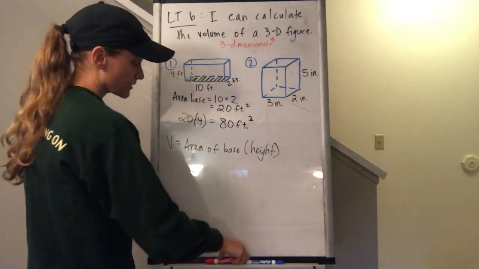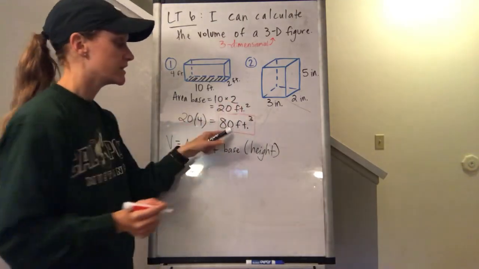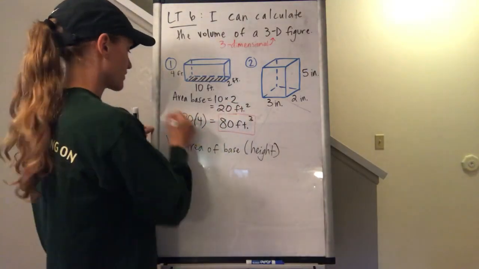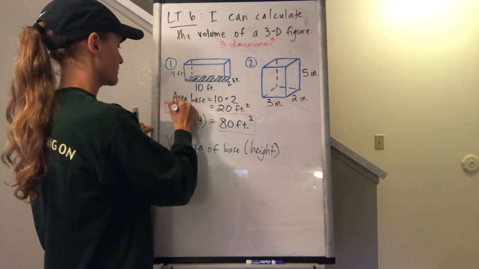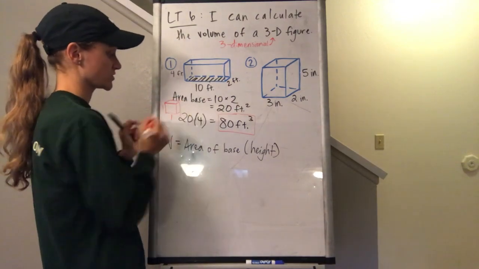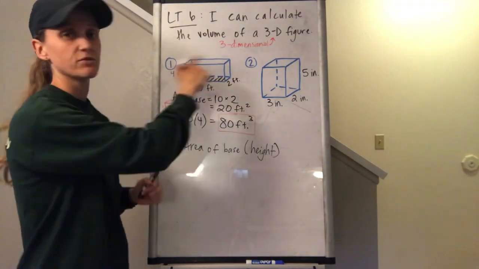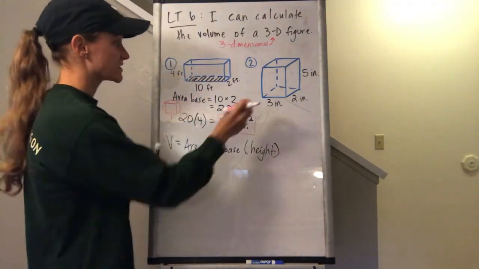And so remember, when it's feet cubed, what that means is that basically there's 80 little cubes that are 1 foot by 1 foot by 1 foot. So this is 1 foot, this is 1 foot, this is 1 foot. So there's 80 of those cubes that would fit inside of this rectangular prism. Okay, same thing with number 2.